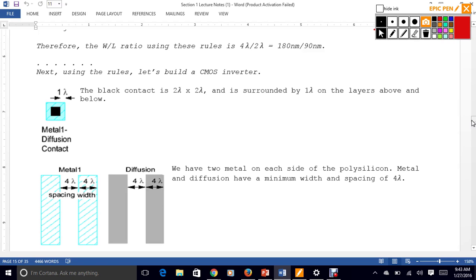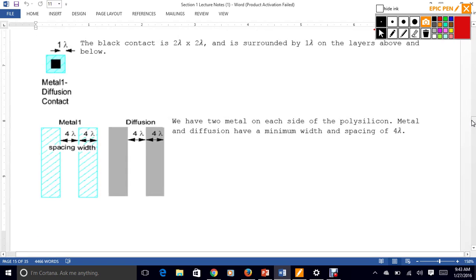So here we have 2 metals on each side of the polysilicon. So here the metal is going to be 4 lambda and the spacing is also going to be 4 lambda. So you see right here, your metal and diffusion regions are each 4 lambda, and the spaces between them have to be at least 4 lambda. So here, there's the metal contacts in there.